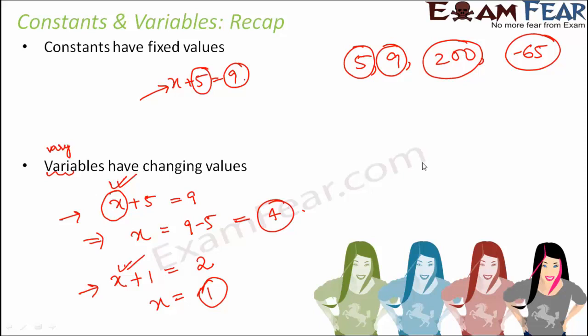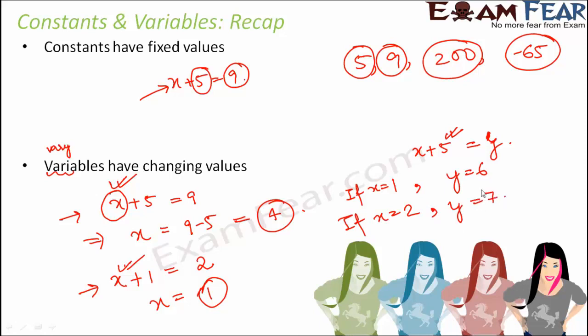Similarly, if we think about an equation like x plus 5 is equal to y, here the value of 5 always remains the same. But if we take x is equal to 1, in that case y is equal to 6. If x is equal to 2, then y is equal to 7. So you see the values of x and y keep changing. They are dependent on each other, but their values keep on changing. So these are called variables.